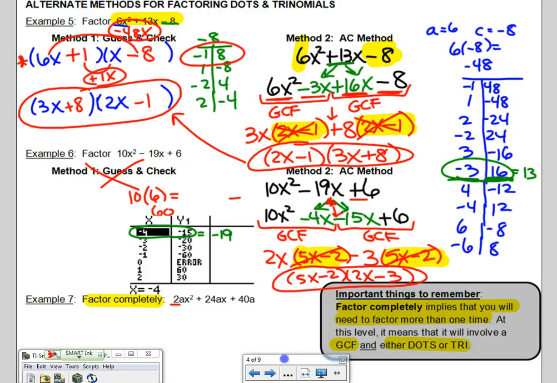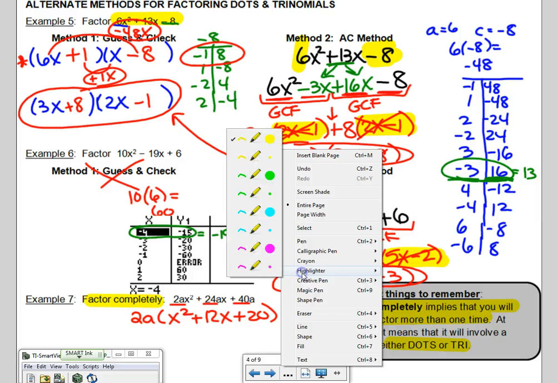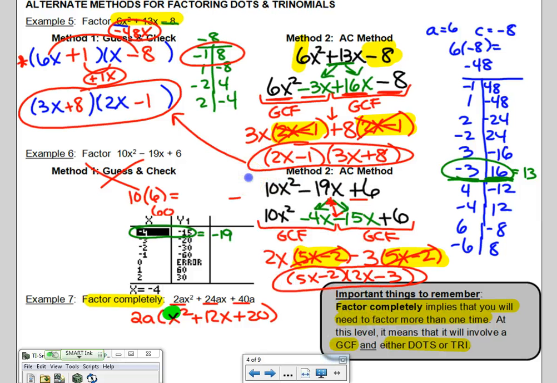So if we look at all the terms, all 3 terms have a 2 factor and an a factor in it. So therefore, we're going to pull a 2a out of all the terms. That leaves you with an x squared, a 12x, and a 20. Then you look to see the leftovers. Okay, you look to see if you can factor that again.